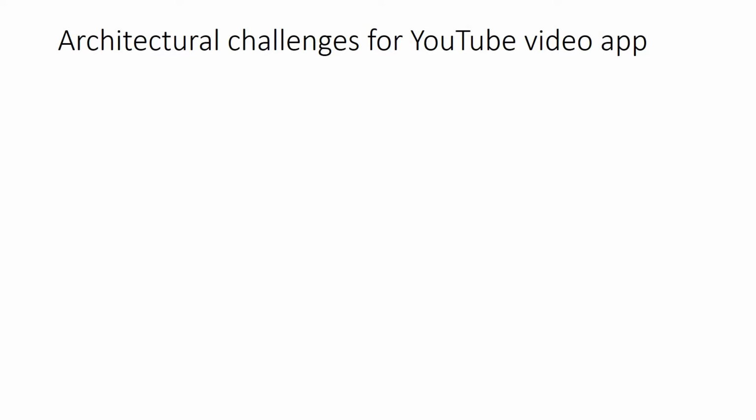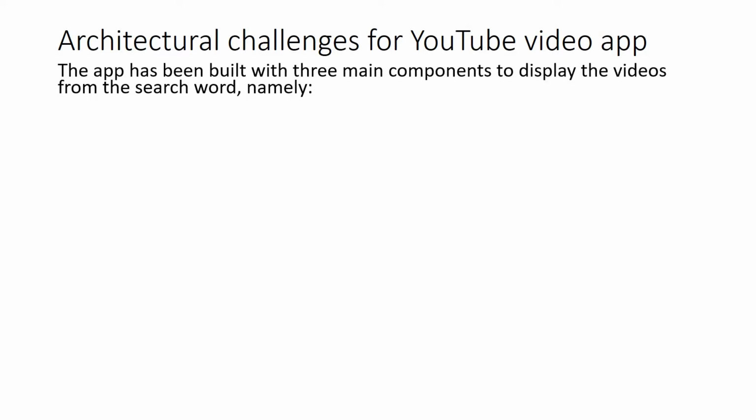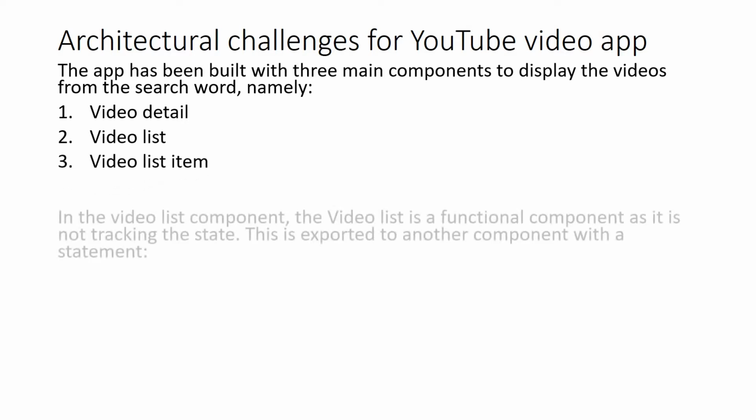Now, the architectural challenges for this YouTube video app were a few, which I have now enumerated. The app has been built with 3 main components to display the video from the search word. Namely, there are 3 main sections, you can say: video detail, video list, and video list item.